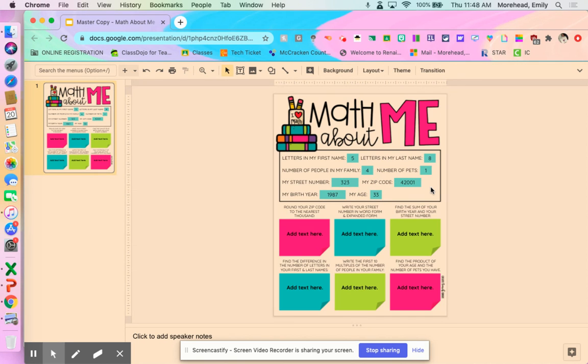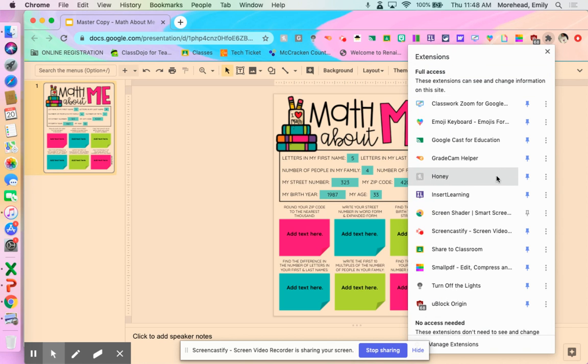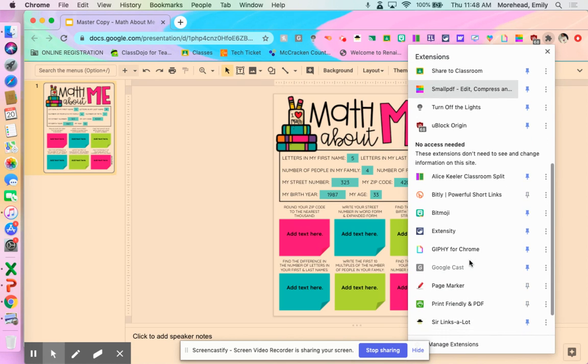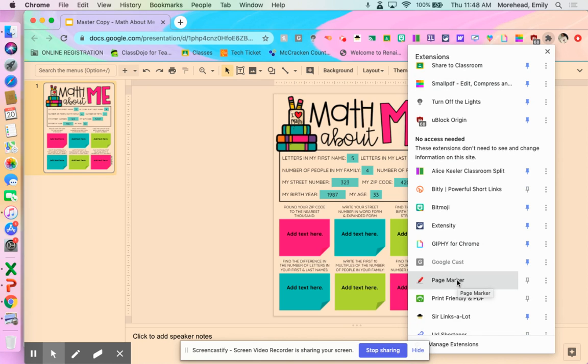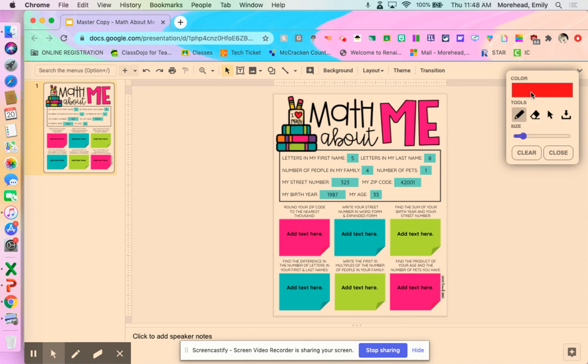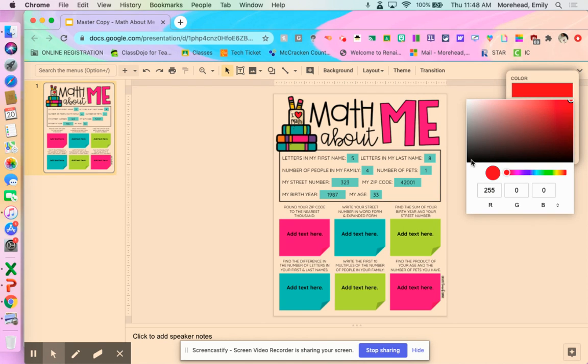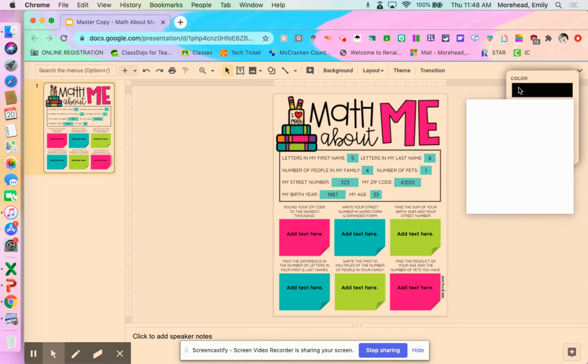So now we're going to start looking at some of the Math About Me stuff. It's important that you fill this in first so that you can go ahead and complete those things down at the bottom. The first one says round your zip code to the nearest 1,000. Since I don't have a piece of paper I can use to show you all, I'm going to go up here to my Chrome extensions, and I am going to find Page Marker. You can add this to your Google Chrome extensions if you would like. I'm going to use the Page Marker, and that's going to let me draw on the screen so that I can show you all how I'm going to do this.